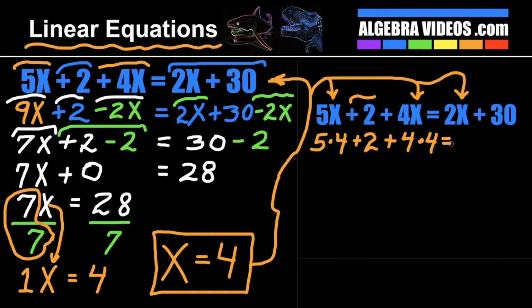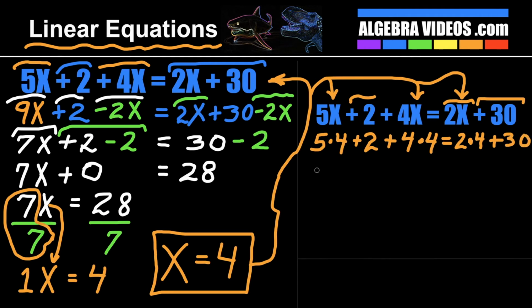equals, on the right side, this term right here, 2 times x. But what's 2 times x? We're plugging in a 4 for every x, so that becomes 2 times 4. And then plus 30. That part here didn't change. So I'm writing a plus 30.